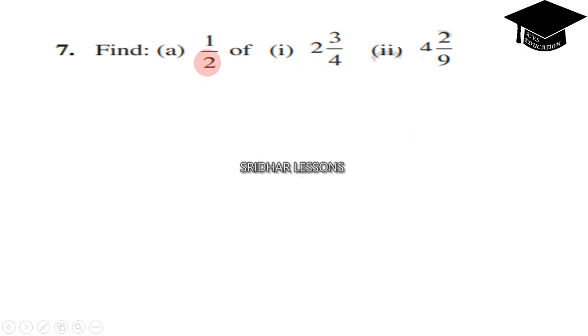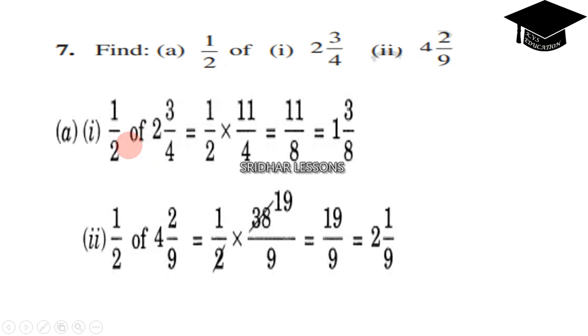Find 1 by 2 of these two numbers. That means 1 by 2 of 2 of 3 by 4. We can rewrite this 2 of 3 by 4 as 4 into 2 plus 3. That means 8 plus 3, 11 by 4. 1 by 2 into 11 by 4. That is numerator multiplied with numerator, denominator multiplied with denominator. So that it is 11 by 8. Also we can write it as 1 of 3 by 8.